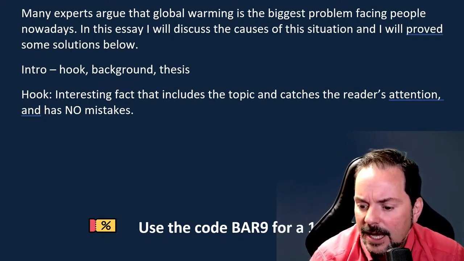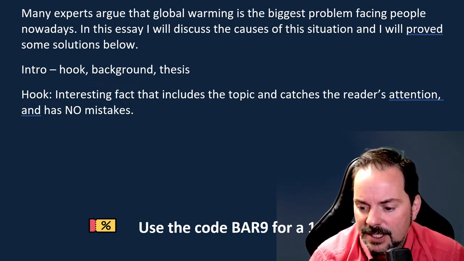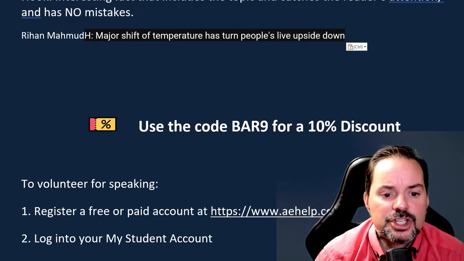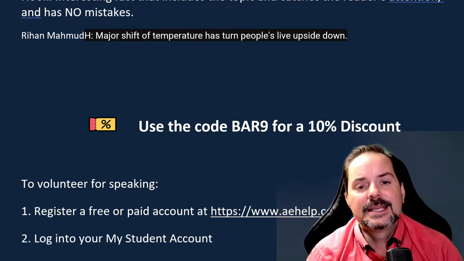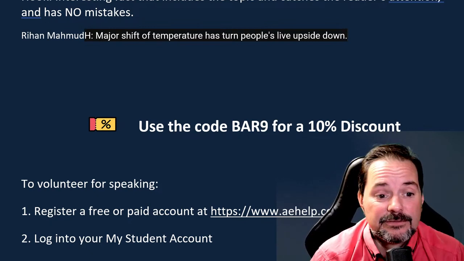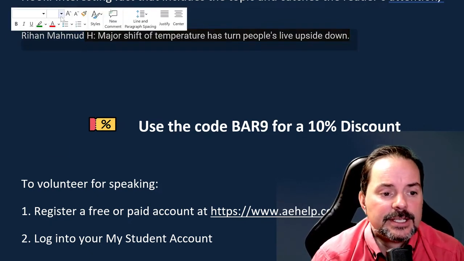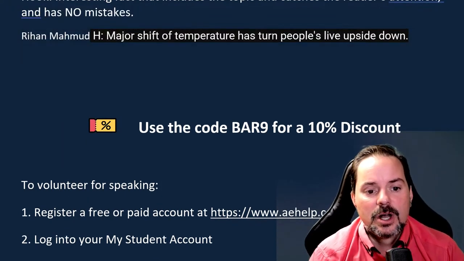Rihan has a hook. Rihan, nice. I like how you wrote H colon to show me that this is indeed your hook. Okay. So Rihan has this hook for us. A major shift of temperature has turned people's lives upside down. Okay. This is a band 4. Band 4.5. Rihan. Because it's confusing. It doesn't include the full concept of changes in nature. You're just talking about temperature.